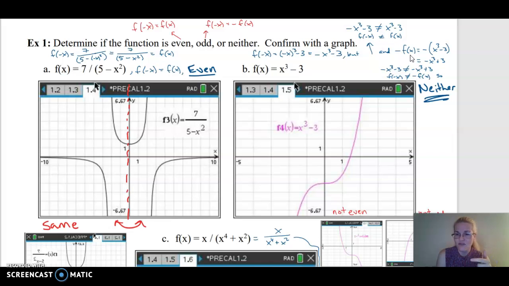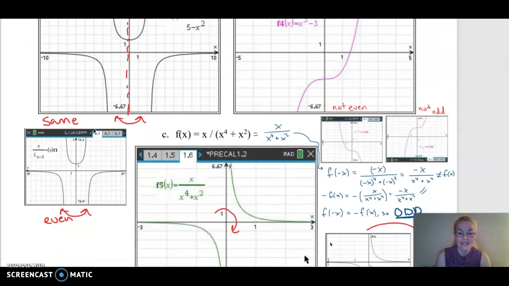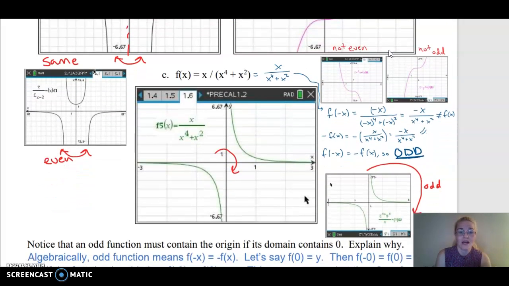And then what is negative f of x? Well, that's negative the entire function. So that's negative x cubed plus 3. That negative distributes. And again, those are not the same, so it's not odd. So it's neither. And lastly, for part C, we had x over x to the 4th plus x squared.